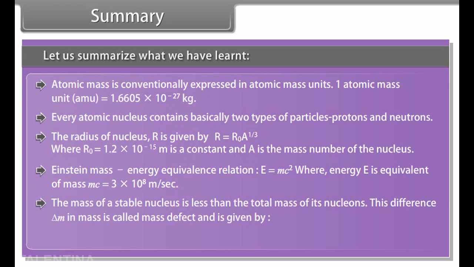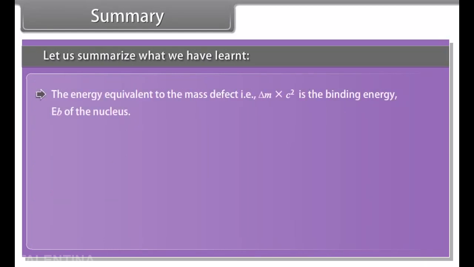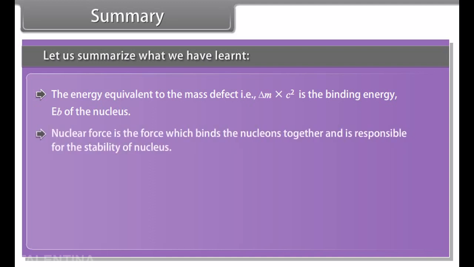This difference delta m in mass is called mass defect and is given by the energy equivalent to the mass defect, that is delta m into c square is the binding energy, Eb, of the nucleus. Nuclear force is the force which binds the nucleons together and is responsible for the stability of nucleus.